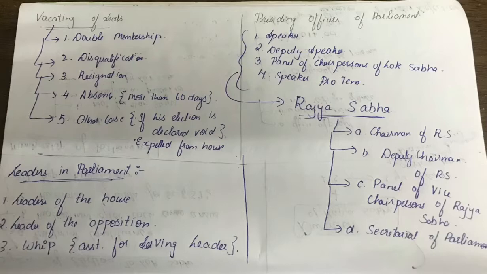Now, one of the most important things you need to keep in mind is about the leaders in the parliament. So who are going to be the leaders? Very simple. We have the leader of the house, the ruling party, the leader of the opposition party, and obviously the whip, who is an assistant to the leaders. And presiding officers of the parliament, like the Speaker, the Deputy Speaker, the panel of chairpersons in Lok Sabha, the Speaker Pro Tem. And in Rajya Sabha we have the Chairman, a Deputy Chairman, and the panel of vice chairpersons. The Vice President is also there in Rajya Sabha, along with the secretariat of the parliament. So guys, these are the major components.